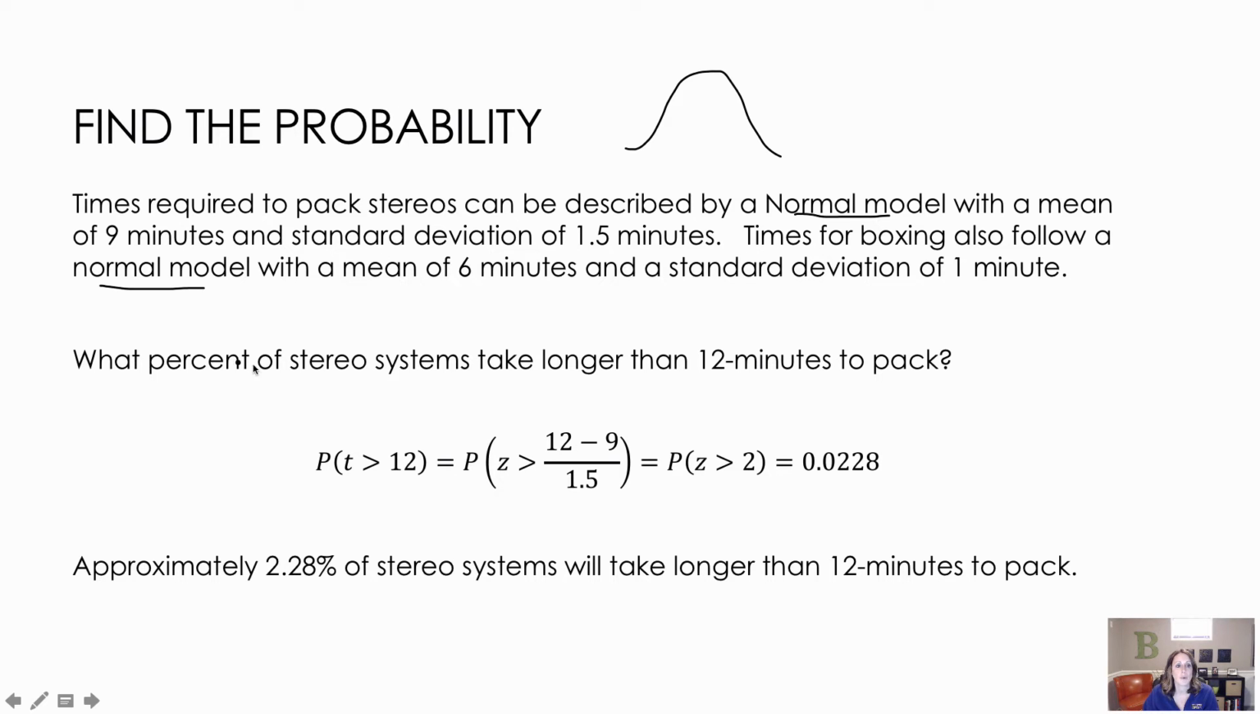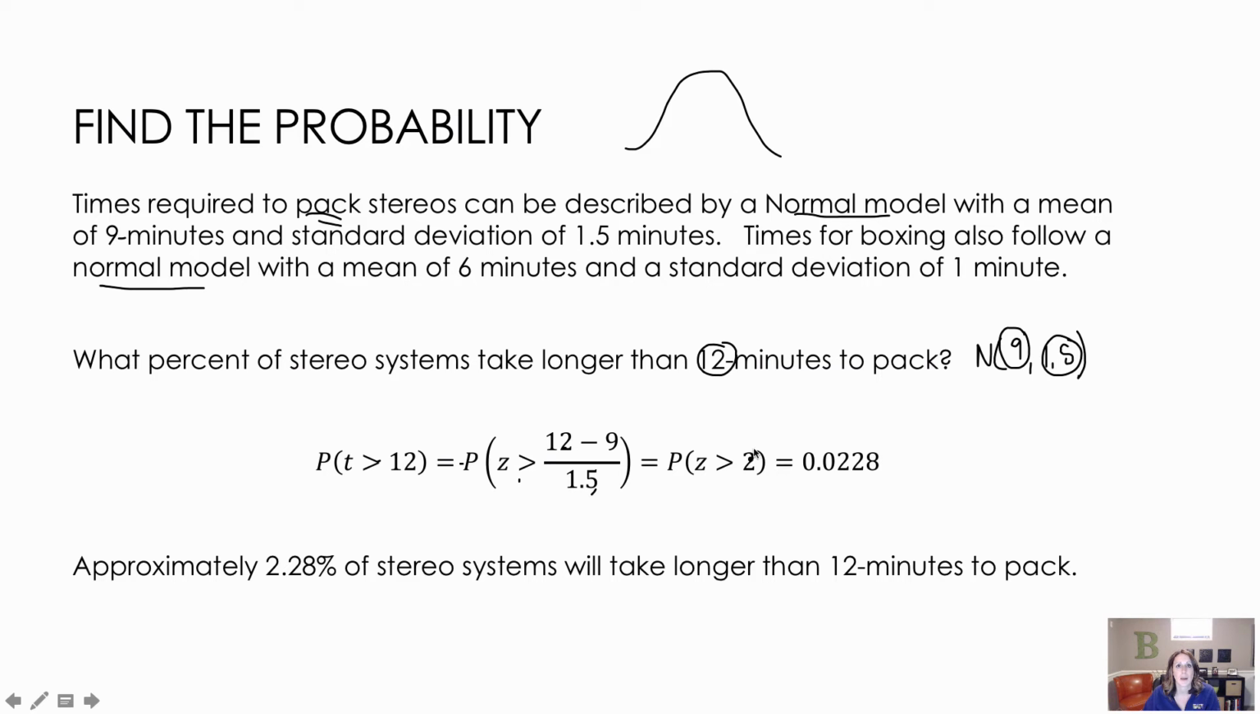So let's look at this. What percent of stereo systems take longer than 12 minutes to pack? Well, then I'm looking at the packing data, which is mean of 9, standard deviation of 1.5. I'm going to find a z-score for that because it's normal, and whenever it's normal we use a z-score. So the probability that time is greater than 12 is equal to the probability that z is greater than observed, which is 12, minus expected, which is 9, over standard deviation, which is 1.5. So observed minus expected over standard deviation, which is 2.